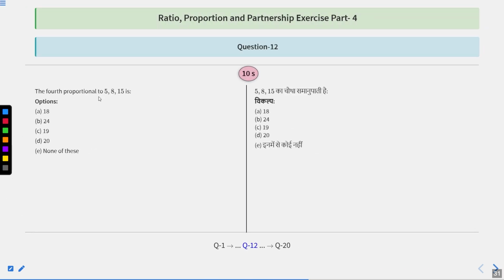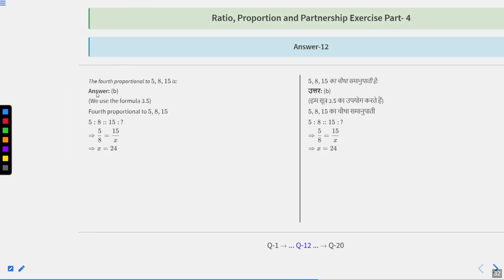The fourth proportional of 2, 5, 8 and 15 is? You have 5 options and 10 seconds to analyze the question. Your time starts now. Now time's up. Let's see the solution.